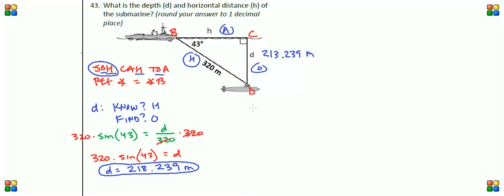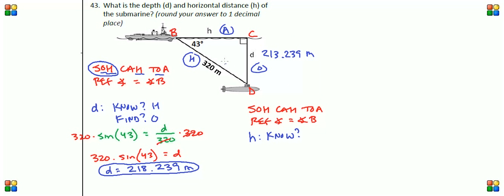Same steps in the process. We're going to write SOH CAH TOA. Our reference angle is going to be the same. It's going to be our known angle, which is angle B. To find our trig ratio, we're going to ask the question, what side, we're looking for side H. So what side do we know?